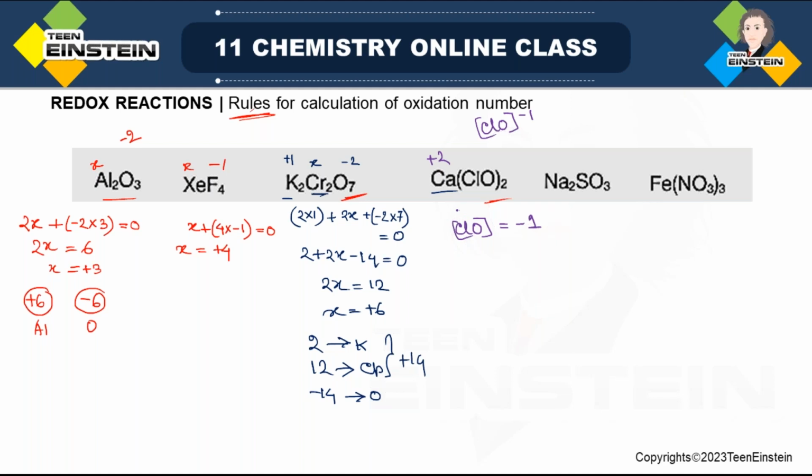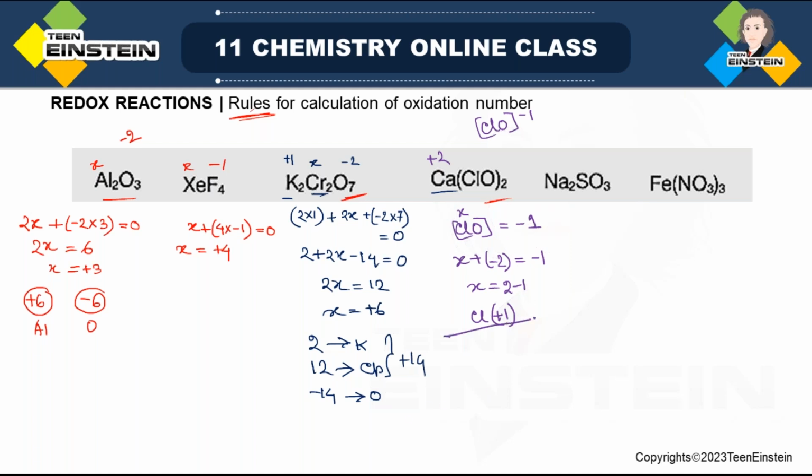Suppose for chlorine it is X, and for oxygen we know it is minus 2. That means X for 1 chlorine, minus 2 for 1 oxygen, and the overall charge is minus 1. That means the value of X is 2 minus 1. So chlorine has an oxidation state of plus 1.